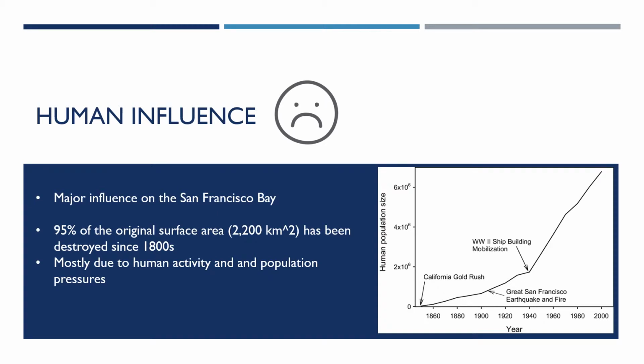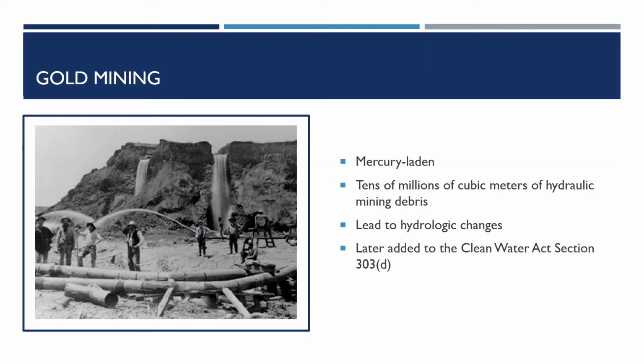This graph on the side shows the exponential growth of population over time and some very key elements, such as the California gold rush or the San Francisco earthquake and fire, that have contributed to the growth of population. So one of the first human impacts associated with the bay included the legacy of mercury-laden mining debris and bay sediments caused by gold mining in the early 1800s.